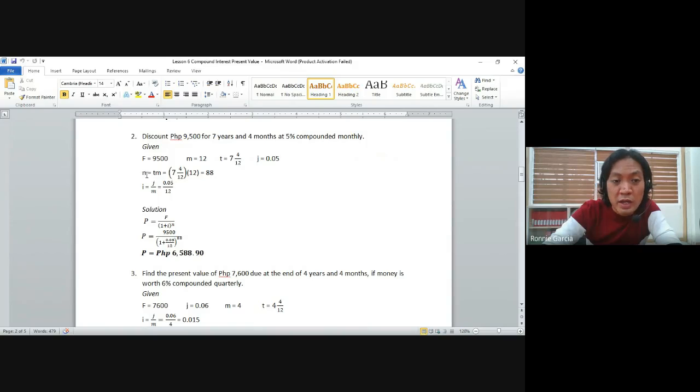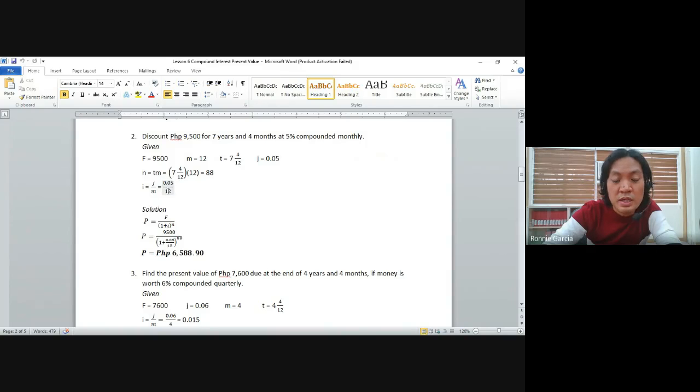So to compute for n, we have t times m, 7 and 4 over 12 times 12, we have 88. While our i, which is equal to the nominal rate divided by the number of conversion periods, is 0.05 divided by 12. I did not write the correct answer here because this is a non-terminating decimal, and this is not yet the final answer also.